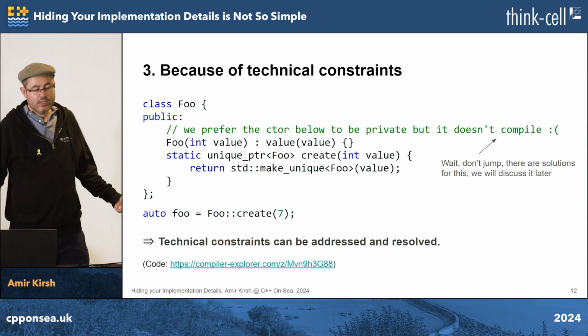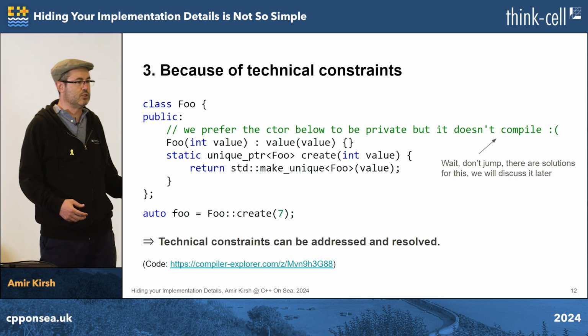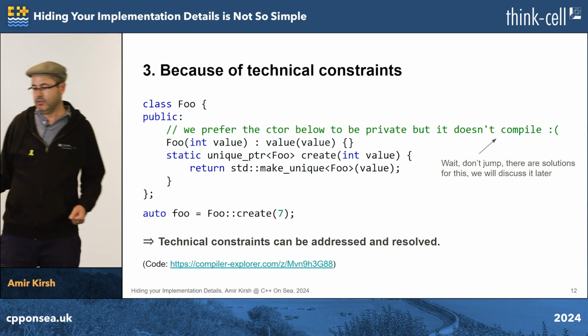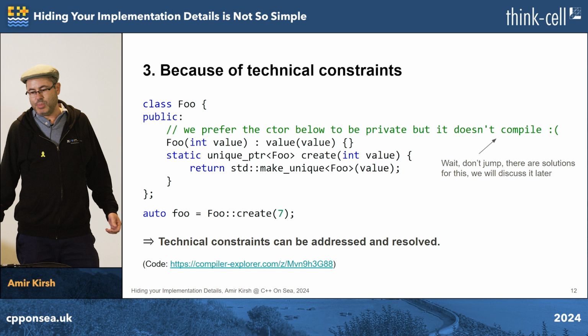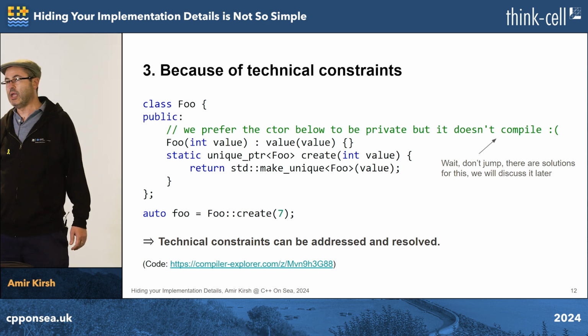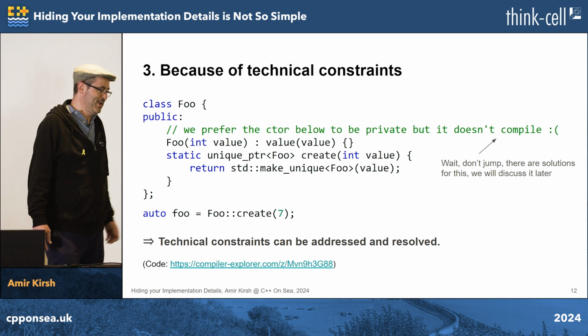Now, one can say, okay, so I do have foo in the public. I mean, I don't want users to create foo directly. They should call the create factory method. But I can add a comment saying, don't call the constructor directly, which is good enough. No, usually it is not.